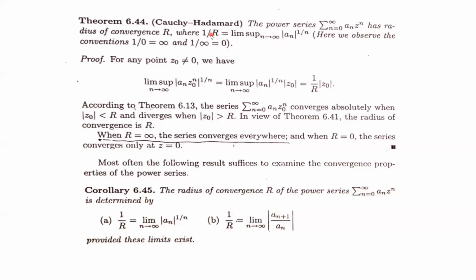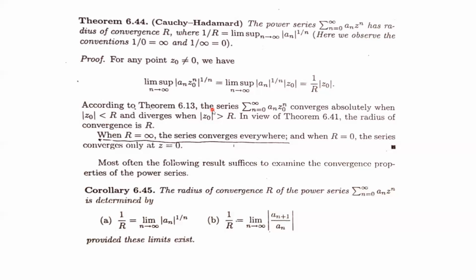And this always exists. The existence of this limit can be verified from your differential calculus knowledge or sequence and series knowledge also. Okay, so you can do it on your own. Using the concept of sequences, you can show that this limit always exists, and the value of this limit we are putting as 1 by R. So that's why it is 1 by R into modulus of z_0.